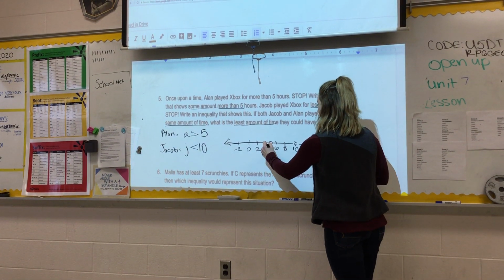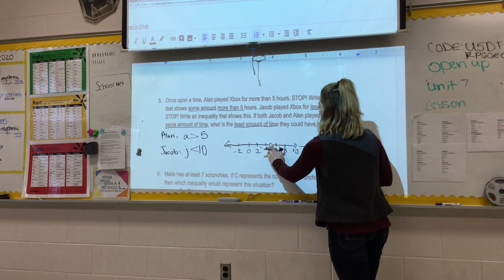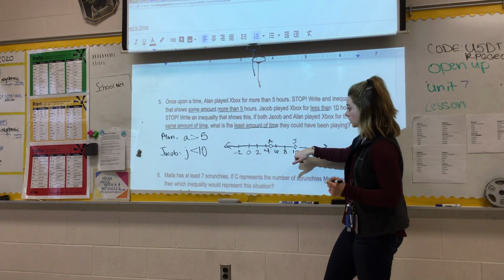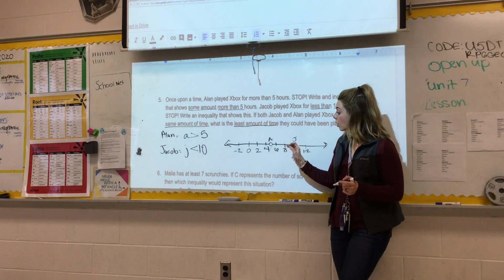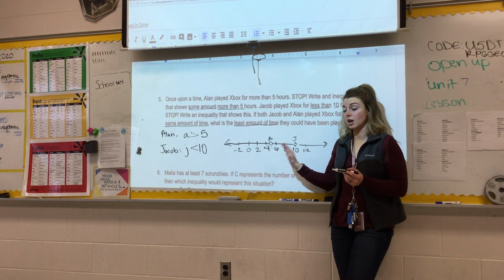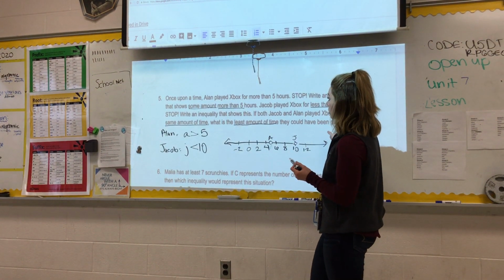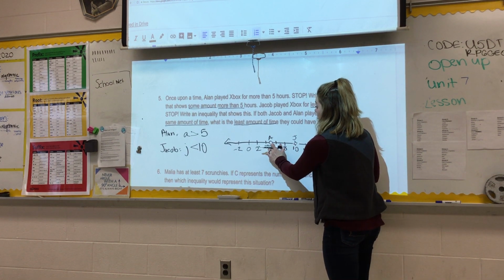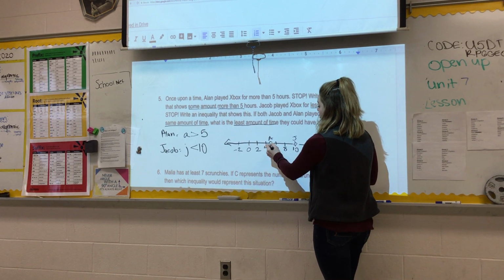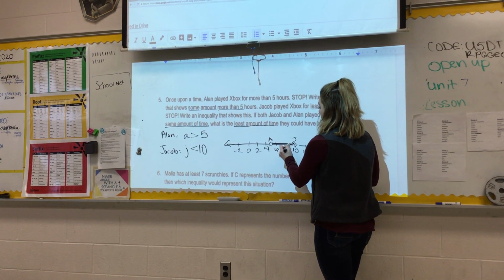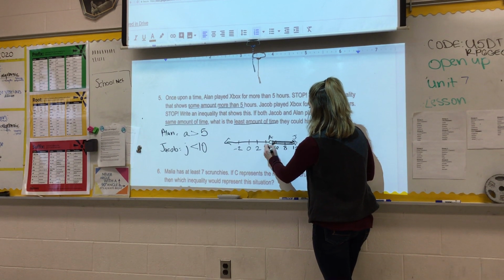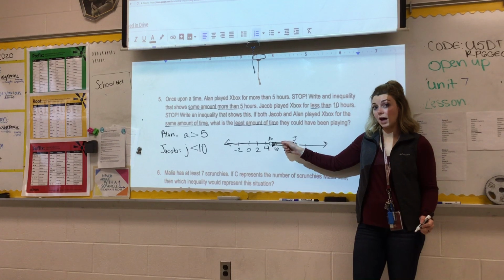So this is Alan, I'm going to put that over the top so you can see it better. This is Alan and this is Jacob. So what we are going to do now is figure out the least amount of time they could have played. If we wanted to plot these arrows, A is greater, so it would go this way. And then J is less, so it would go that way. So there's the time that it would overlap.